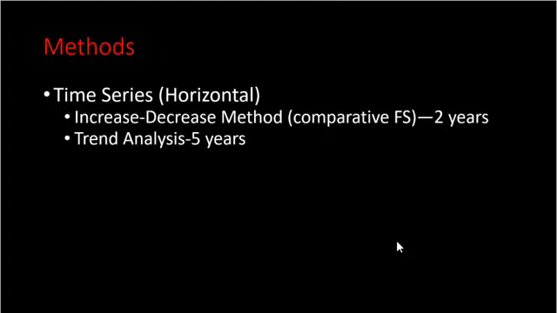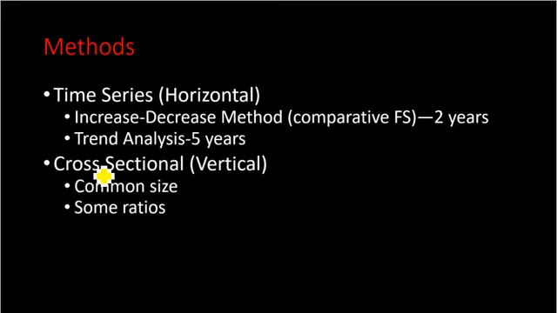You have your time series, also known as the horizontal analysis. Under time series, you have the basic increase-decrease method, also known as comparative financial statements. Here, we compare two years of operation, so you're going to use the financial statements for year one and year two. If you're using more than two years, normally five years and above, you now have your trend analysis. Those are your methods for analyzing financial statements.